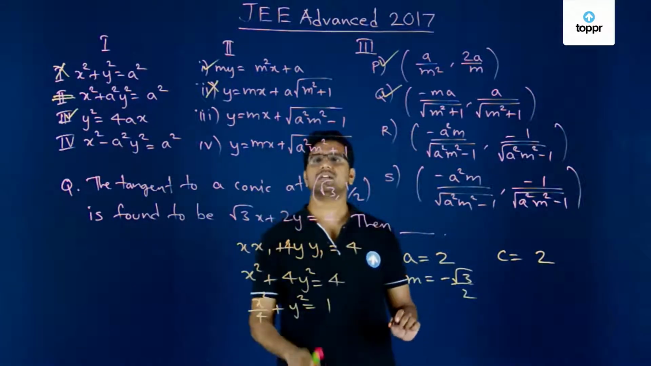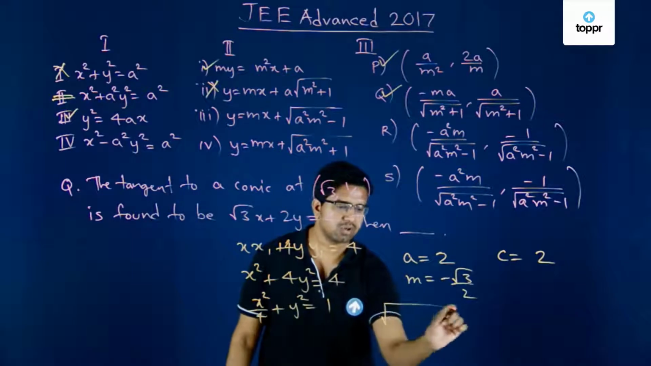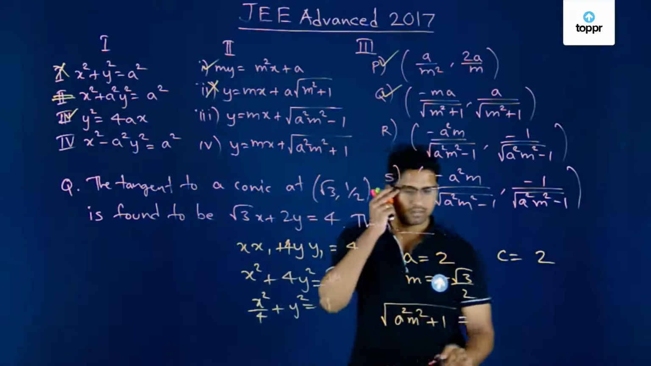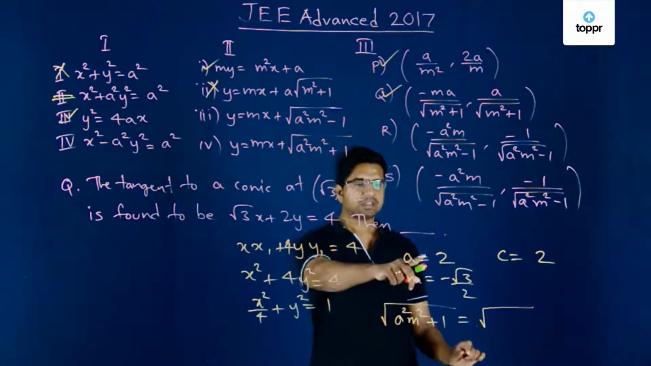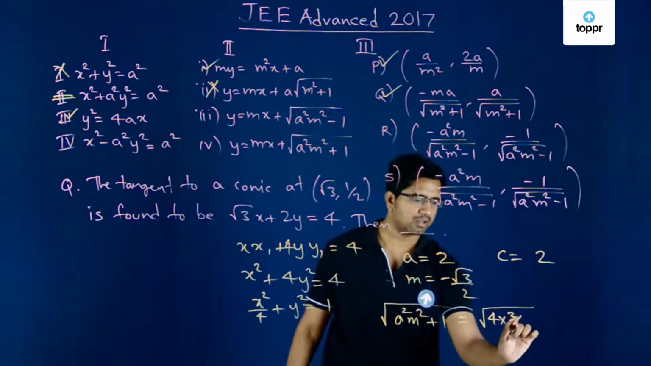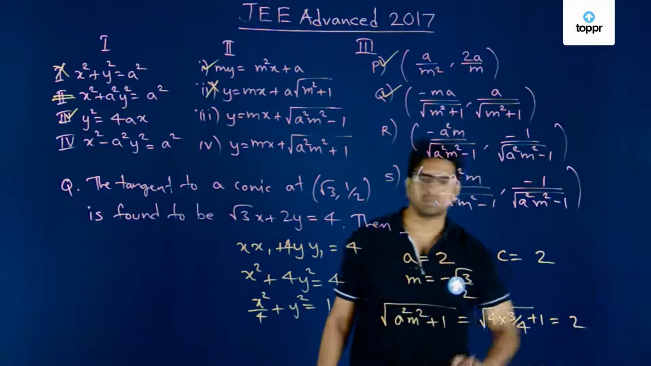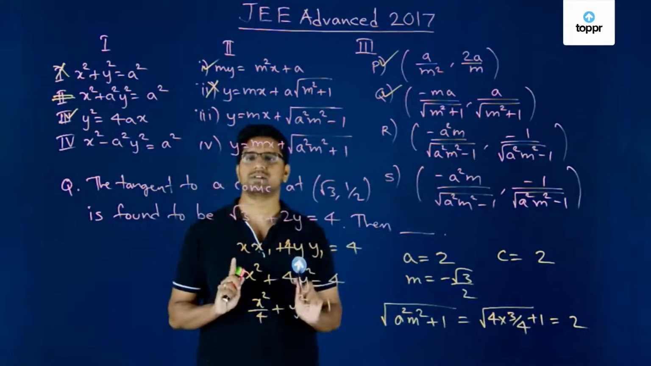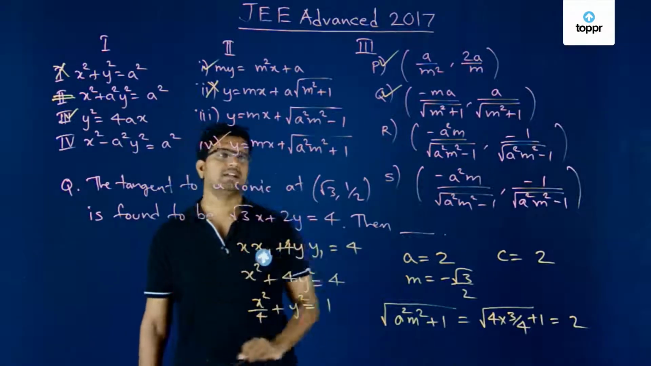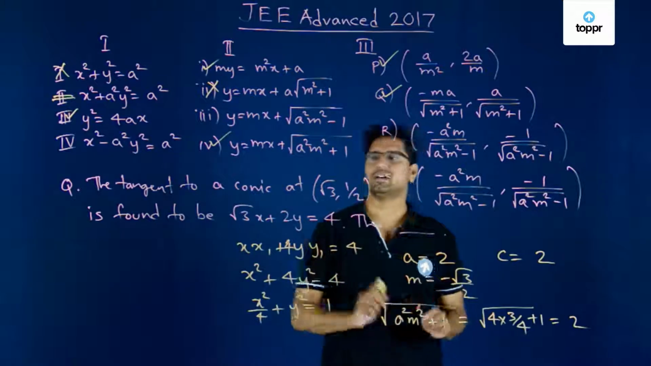Let's see square root of a square m square minus 1 or square root of a square m square plus 1. If we take plus 1, we get square root of 4 times 3 by 4, plus 1. So we get root 3 plus 1, which is root 4, which is 2. Therefore we have obtained the right expression: the equation of the tangent is y equals mx plus square root of a square m square plus 1. It's basically comparing the y-intercept with the formula and seeing which is the right one.